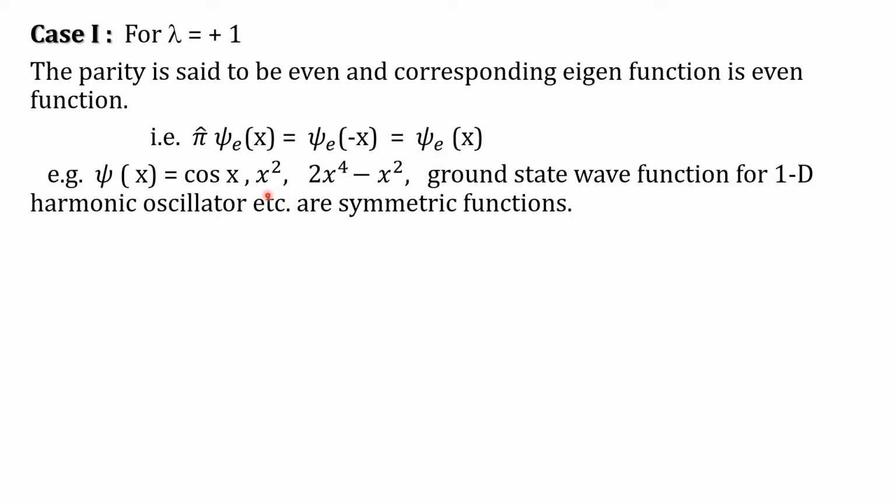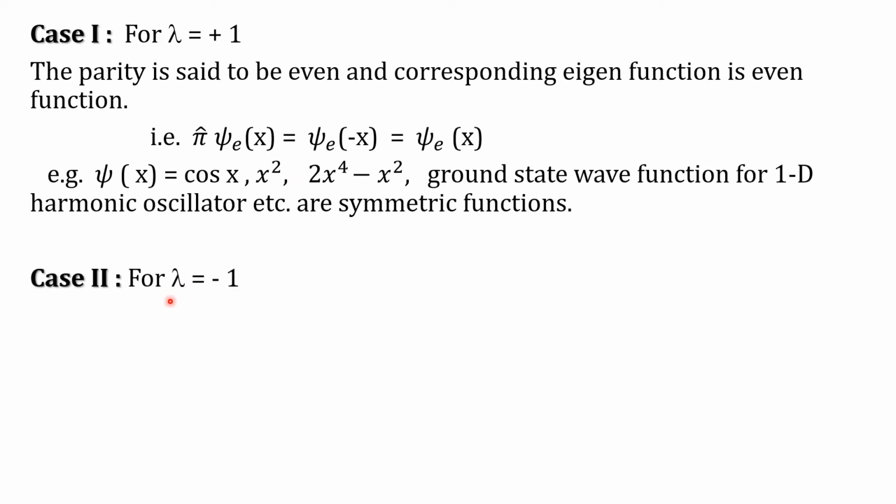Other examples are even degree polynomial terms like x square, 2x raised to 4 minus x square, and the ground state wave function for the one-dimensional harmonic oscillator. All those functions are symmetric functions under λ equal to +1, meaning the parity is said to be even and the corresponding function is an even function.